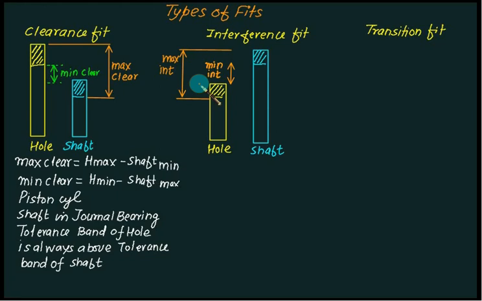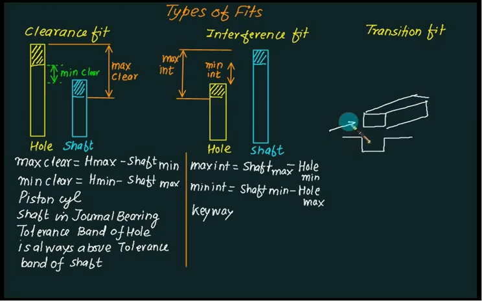So if this happens, then for male and female parts we require external force to join them. That is called force fit. So interference fit is also called force fit. So maximum interference is the maximum size of shaft minus the minimum size of hole, and minimum interference is the shaft minimum size minus the hole maximum size. An example is a keyway, and the tolerance band is exactly opposite in this case.